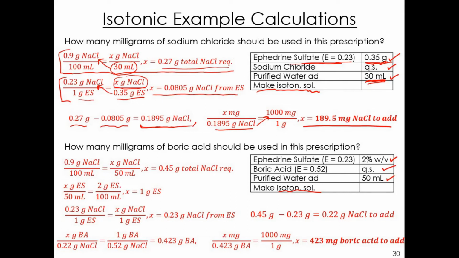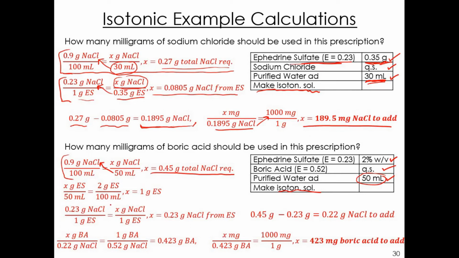Step 1, of course, is to determine how many grams sodium chloride it would take to make the entire prescription volume isotonic using sodium chloride only. So here's the isotonic concentration of sodium chloride. How many grams would it take to make 50 mils isotonic? We cross multiply and see that 0.45 grams NaCl would be required.